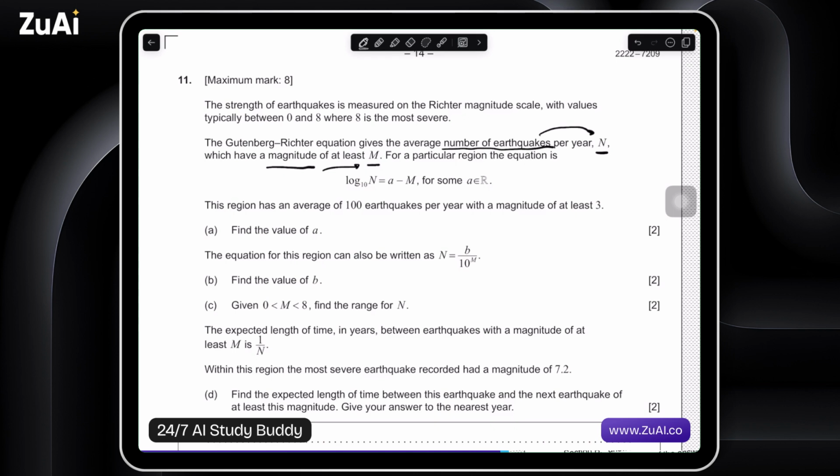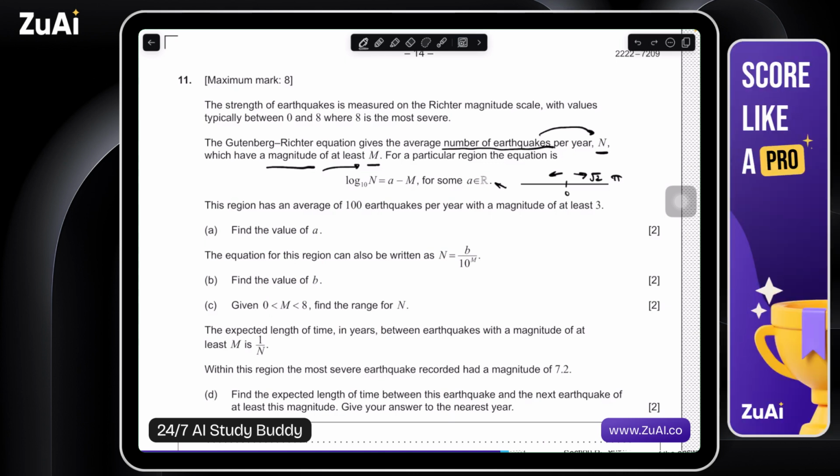For a particular region, the equation is log base 10 of n equals a minus m, for some a, and we say a is a real number. Essentially, a real number is anything that you could put on the number line. So it could be root 2 or root 5, it could be pi, any value you want essentially. This region has an average of 100 earthquakes per year with a magnitude of at least 3. Find the value of a.